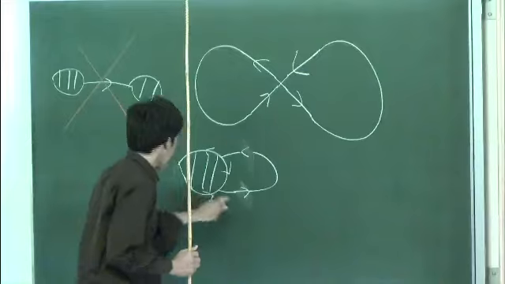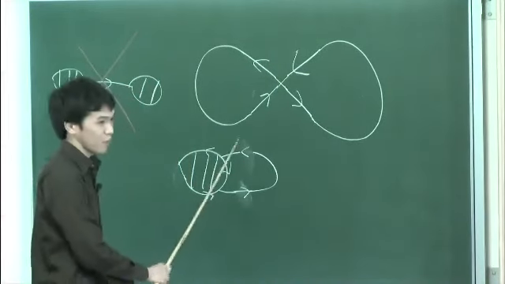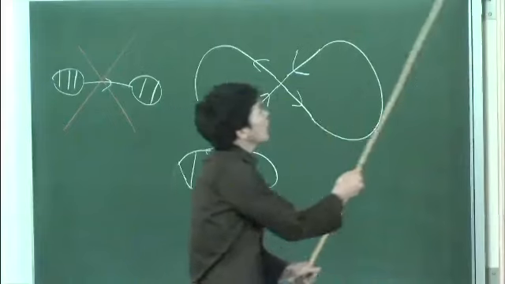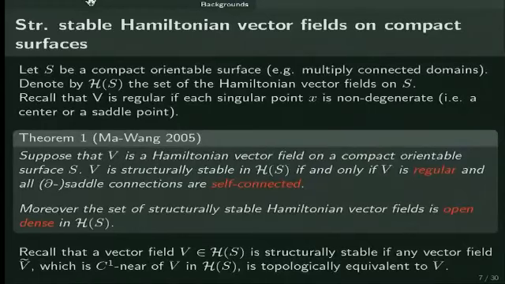Yes. So this is a self-saddle connection, and this theorem says if a Hamiltonian vector field is structurally stable, then every saddle connection, the shape is like this shape. Moreover, they show that structurally stable Hamiltonian vector fields are open dense.